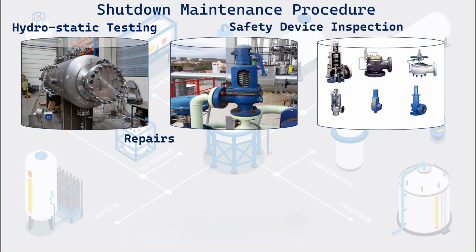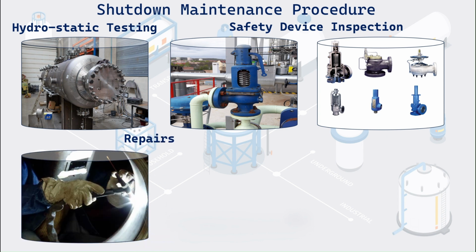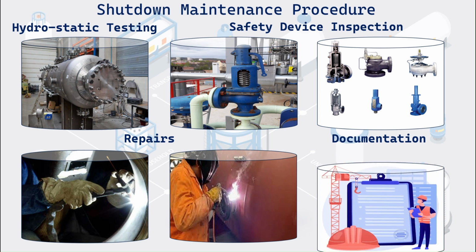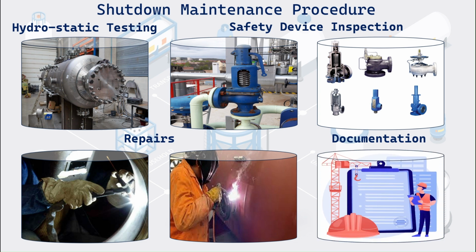Repairs. Any required repairs must be done by ASME certified professionals. Then it should be verified by inspection and testing as per ASME code. Documentation and certification. Record all findings, actions, and certifications before returning the vessel to service. We should remember that strict adherence to safety protocols, confined space entry procedures, and regulatory standards is essential throughout the maintenance process.